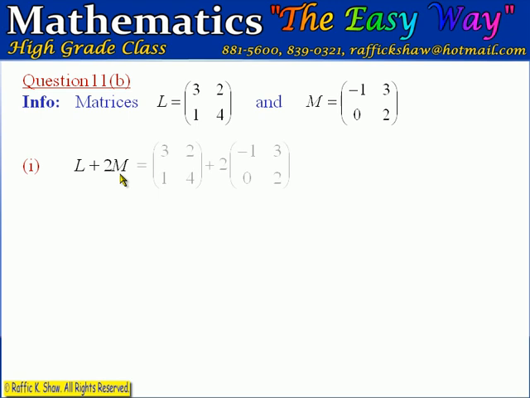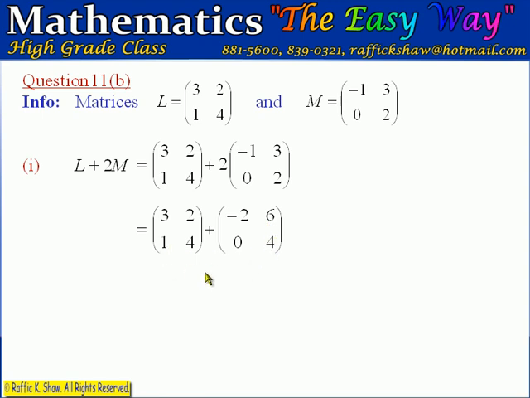So let's show that calculation. That's L plus 2 times the matrix M. And 2 times this matrix means we multiply each element in this matrix by the 2. So this is the matrix L from here, and then 2 times M becomes 2 times -1 is -2, 2 times 3 is 6, 2 times 0 is 0, and 2 times 2 is 4.